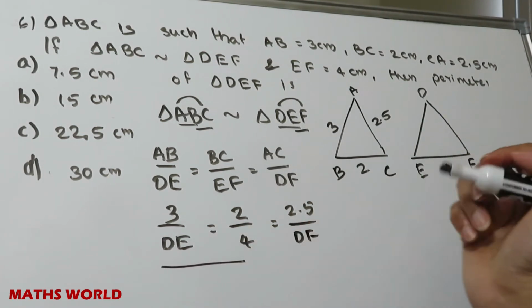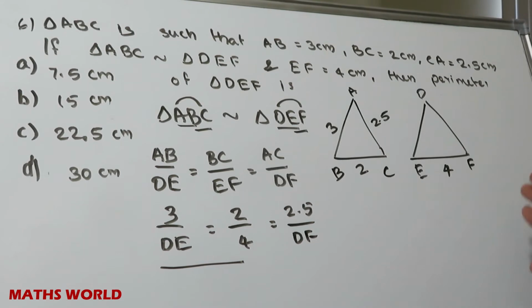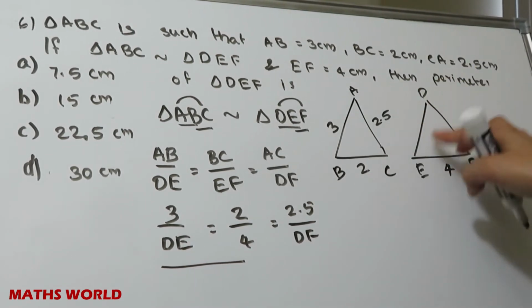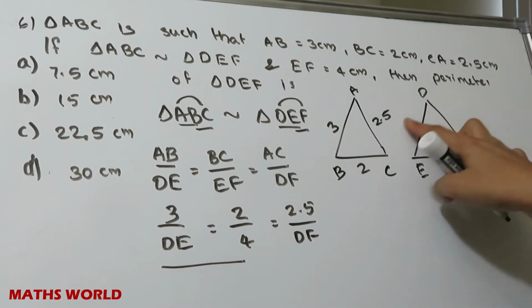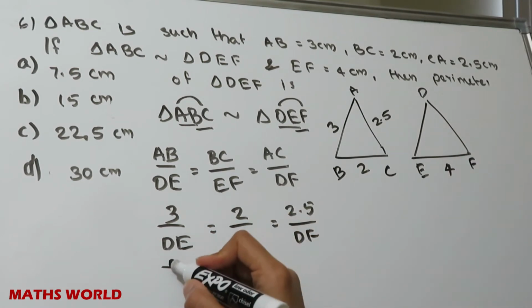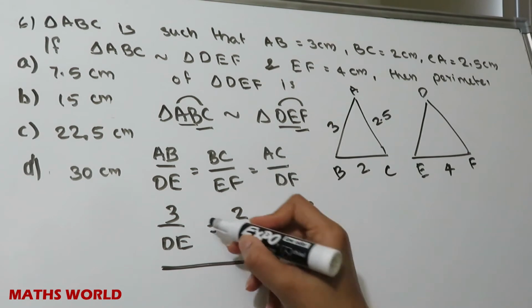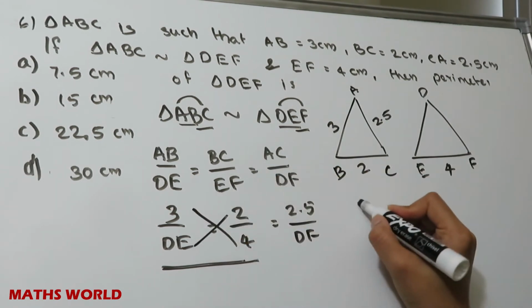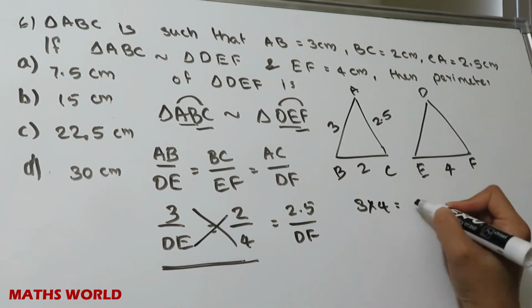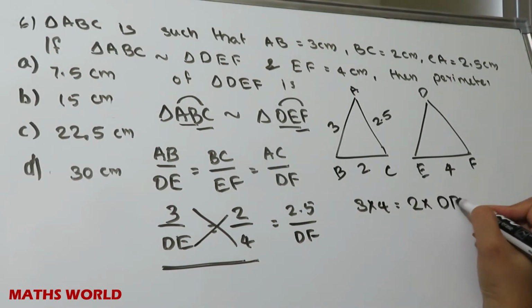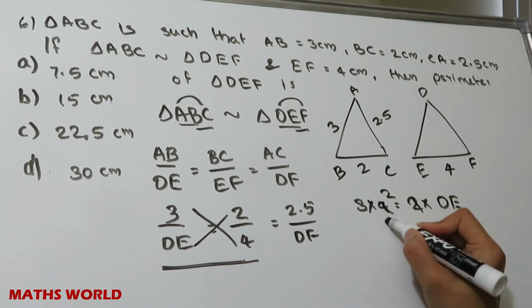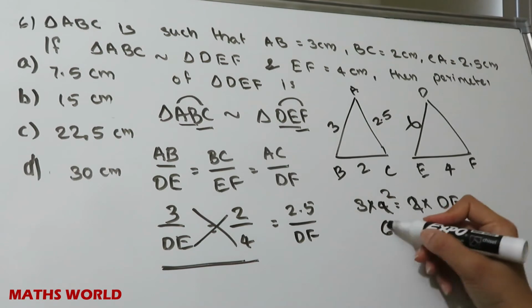Here our question is to find the perimeter of the triangle DEF. So we need to find these two sides. First we use these two equations to find the value of DE. Here we can cross multiply: 3 into 4 is equal to 2 into DE. 2 2s are 4, 3 2s are 6. DE is equal to 6.